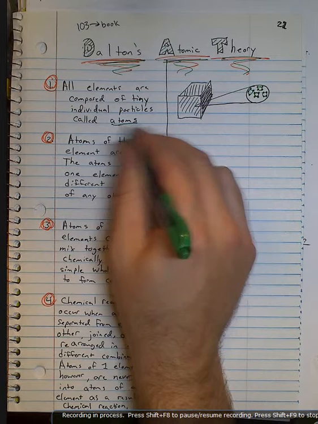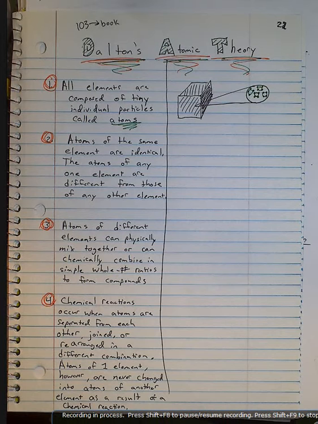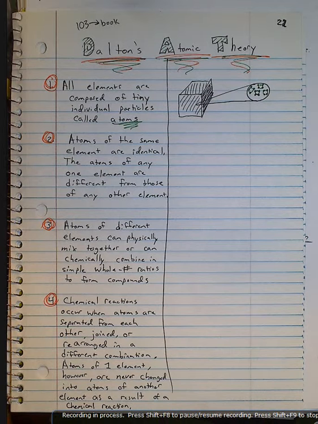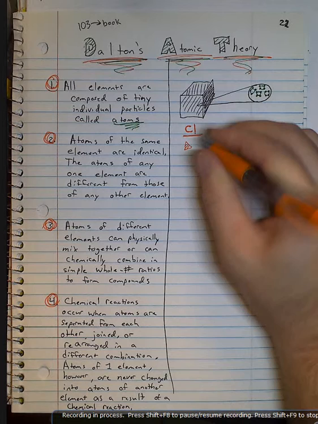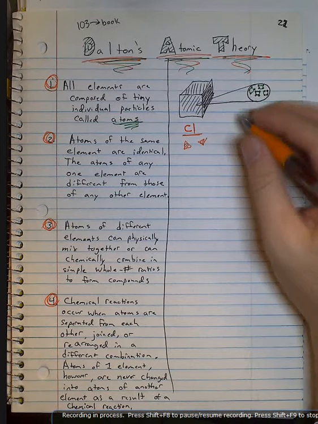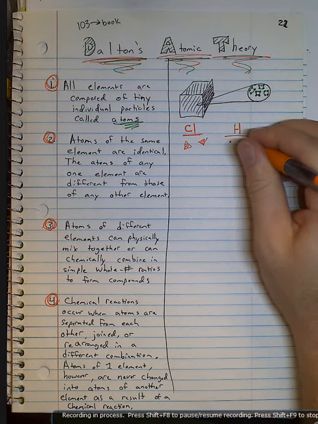Second part, atoms of the same element are identical. The atoms of any one element are different from those of any other element. Okay, so we're gonna draw a few different examples. Let's do, and make sure this looks nice and pretty, chlorine, Cl. That's our symbol, okay? So for chlorine, I'm just going to make it these nice little triangles. Let's do hydrogen. Hydrogen is just going to be these nice little tiny circles.